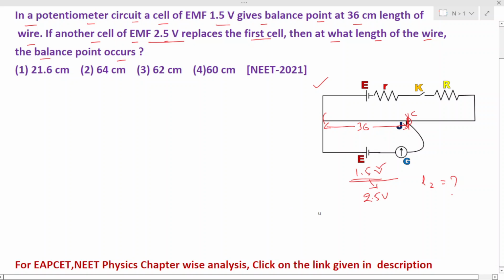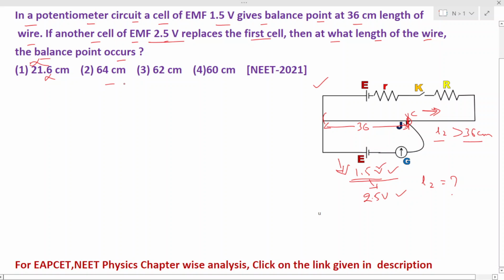Now what did he do? He replaced 1.5 with 2.5, that is, he increased the potential. Since he increased the potential, the balancing point will be somewhere towards the right, because the potential drop should also increase, no? That means the balancing length L2 will be greater than 36 centimeters. So there is no point in saying the first option is correct. The first option is wrong, since the balancing length should be greater than 36 centimeters, so you won't get this as the answer.